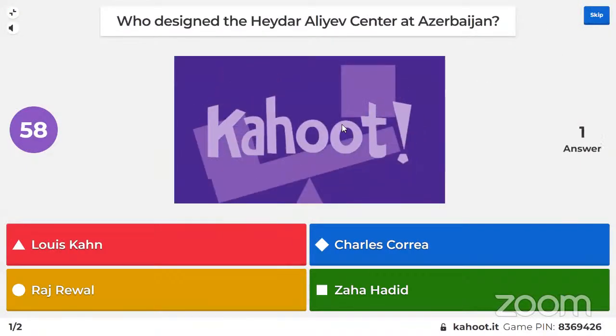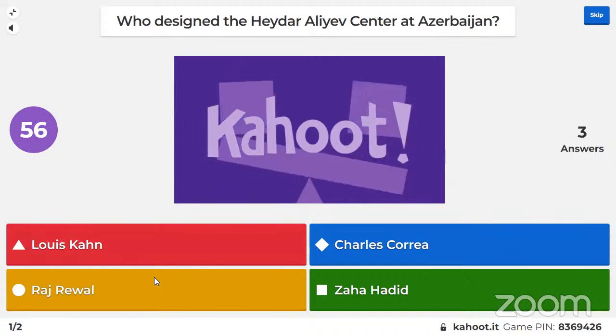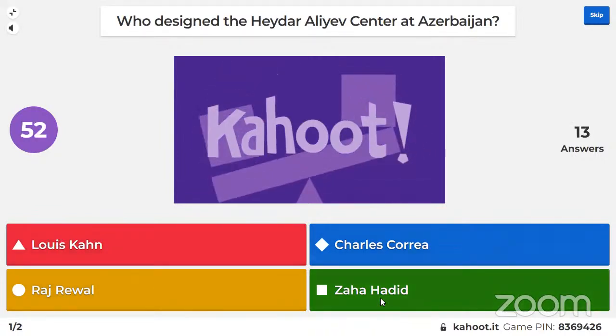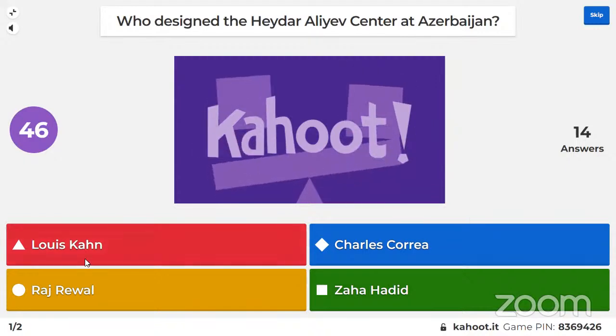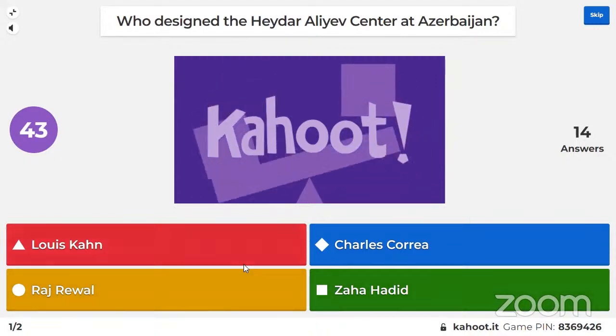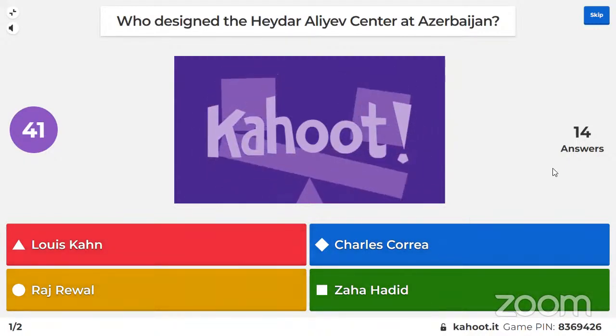Who designed the Haytham Relief Center at Azerbaijan? At the bottom you can see the options also: Louis Kahn, Charles Correa, Raj Rewal, Sahā Hathi. All those options you can see here. Each option will have a particular color code and shape code. In your Kahoot app, this color code and shape code will be there.